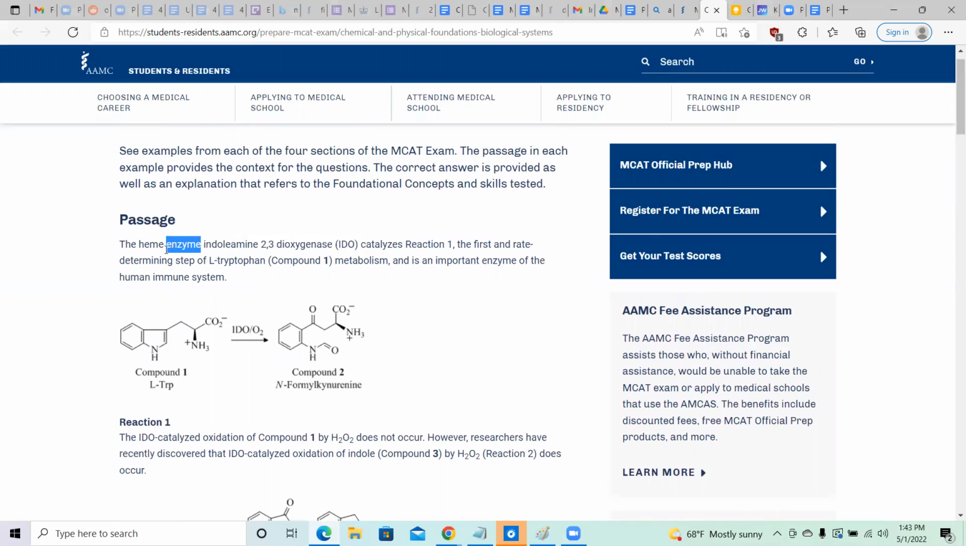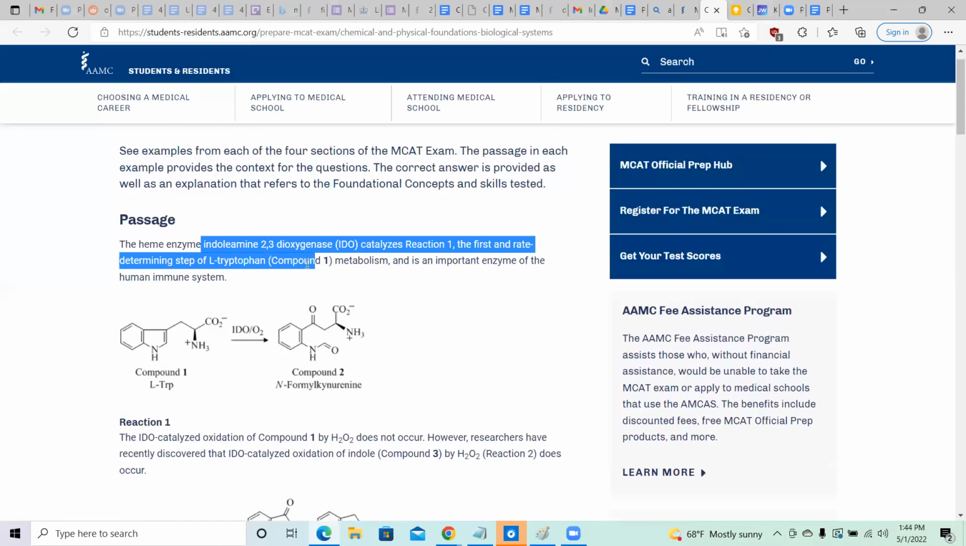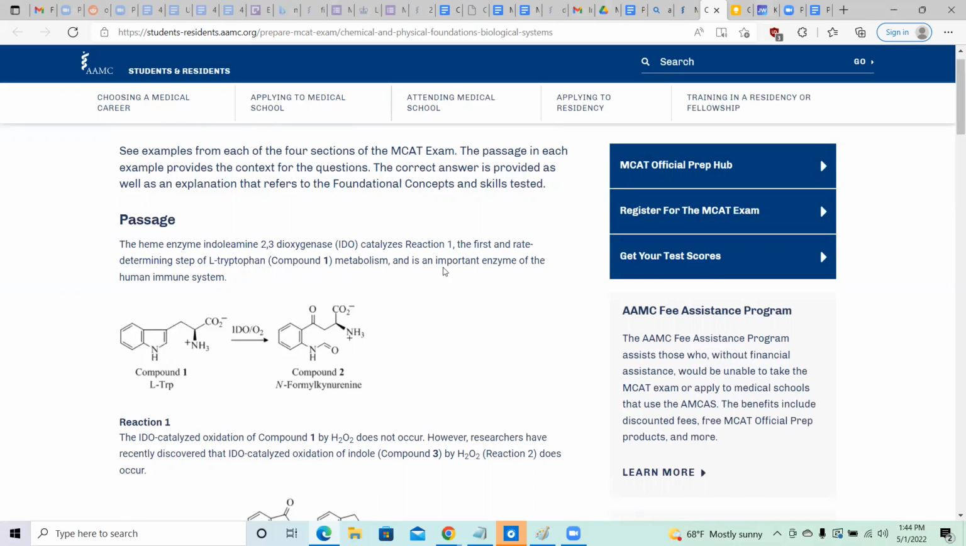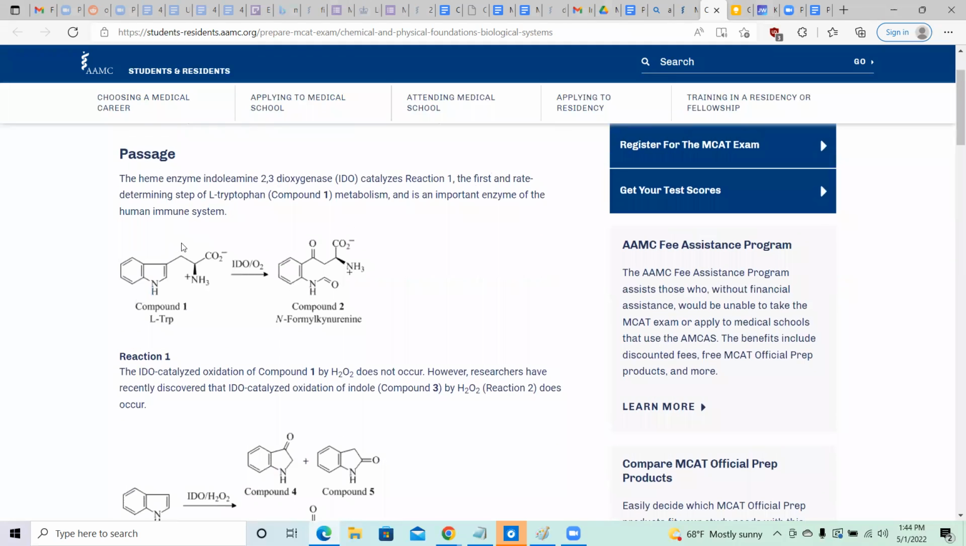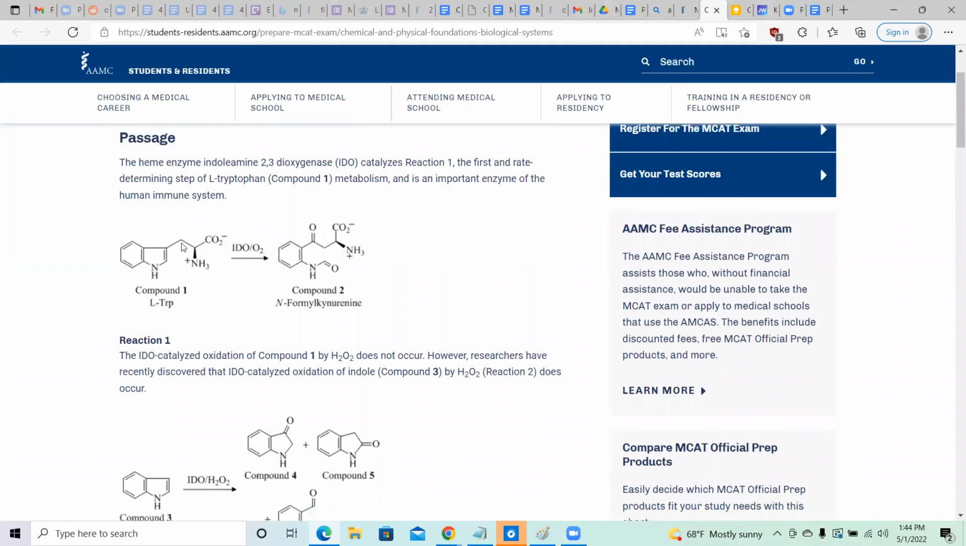All we really need to understand from here is it's an enzyme. That's a key word. Before I had no idea what IDO was, now I know that IDO is an enzyme. It catalyzes reaction 1, the first and rate determining step of L-tryptophan, which is important to know in case there are kinetic questions. Is an important enzyme of the human immune system, this is probably just fluff. All we needed to know here was enzyme. That's why we want to look at the questions first to guide us.